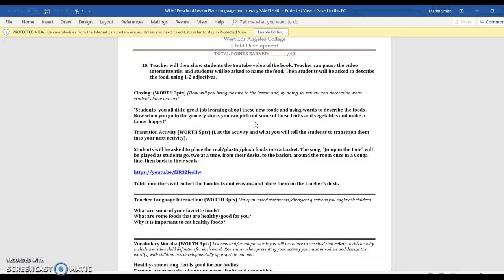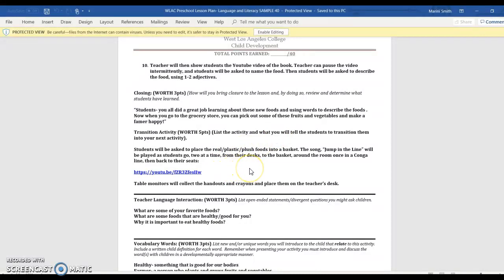Transition activity: list the activity and what you will tell students to do to transition them into your next activity. So part of the lesson is, after you wrap up, how do you get them to move to the next activity, whatever that might be? So here is an example of what they might do here.